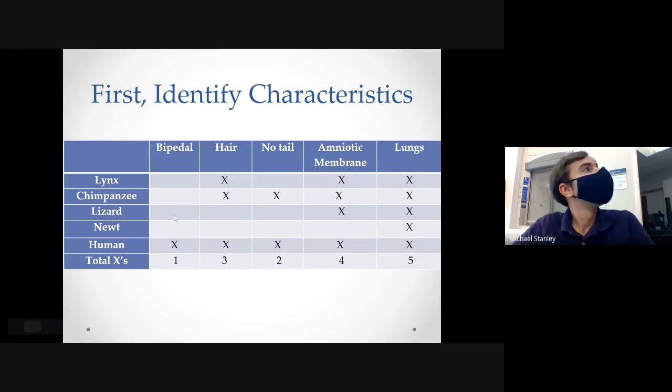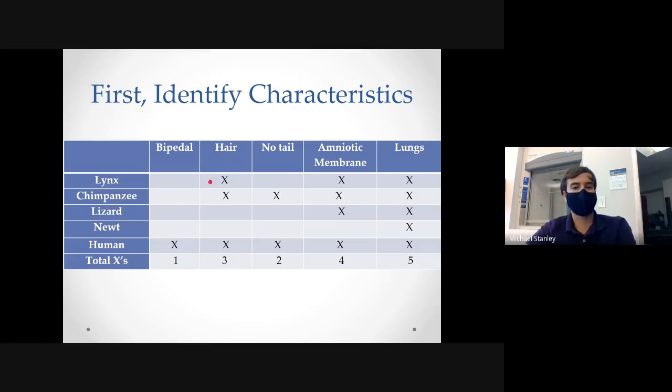All right. So here we have another chart, but this one is flipped a little bit. So now we have the organisms over here on our left-hand side, and the traits up here at the top. So once again, we figure out which traits go with which organisms. So a lynx, for example, kind of similar to a bobcat, it has hair, and it has an amniotic membrane, and it has lungs. A chimpanzee has hair, lungs, a membrane, and it also does not have a tail.